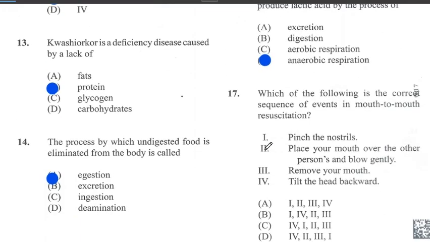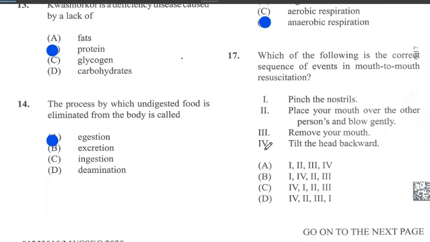Question 17, which of the following is the correct sequence of events in mouth-to-mouth resuscitation? Tilt the head backward, that is IV. And we have pinch the nostrils, so that's second. And then we have place your mouth over the other person's and blow gently. And then finally remove your mouth. So that is IV, I, and II.